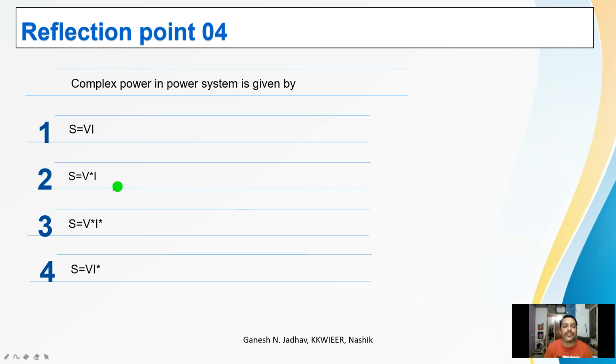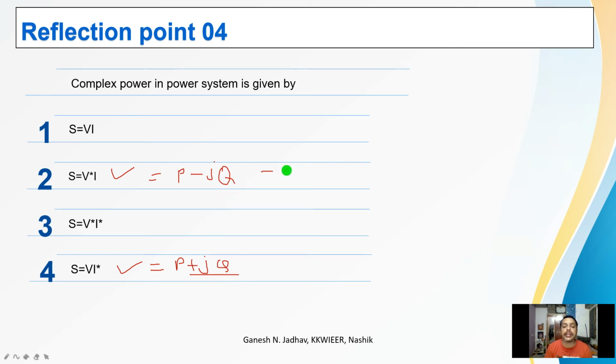Yes, hope you got the answer. So here two options are right, V into I conjugate and V conjugate into I. Suppose you take V conjugate into I, that power will become P minus jQ, where minus jQ indicates the inductive reactive power, and plus jQ indicates capacitive reactive power. Here it is P plus jQ, where plus jQ indicates inductive reactive power and minus jQ indicates capacitive reactive power, just exactly opposite.